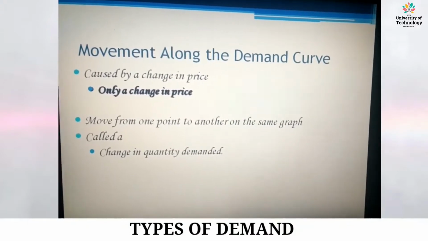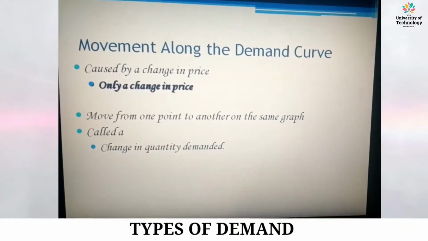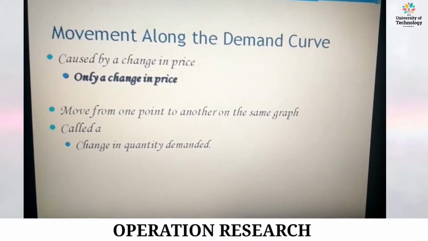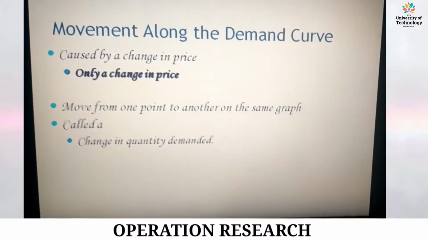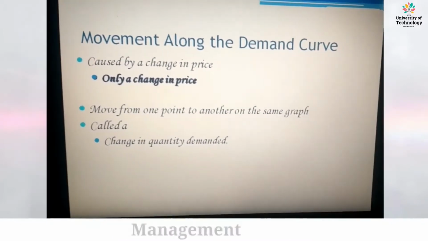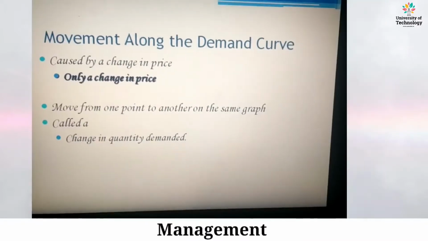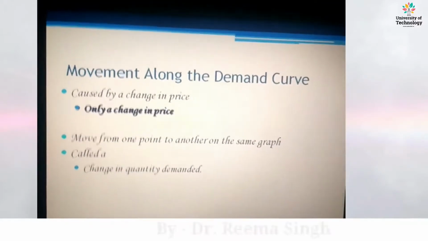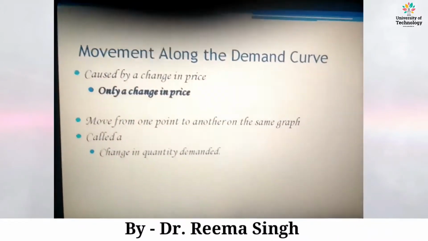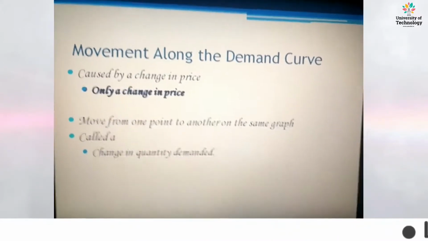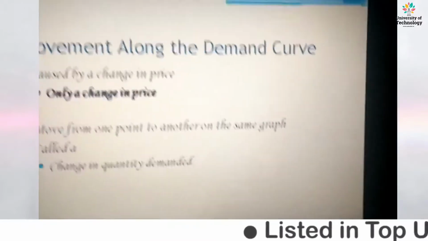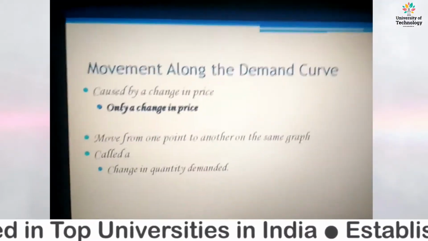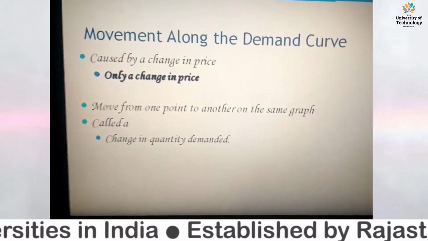Hello friends, I am going to explain the next part of the demand curve, that is movement along the demand curve. There are various factors which influence the quantity demanded of goods; these are the determinants of the quantity demanded. The first important one is changes in price. A change in price is one of the important determinants on which quantity demanded depends. It means if the price of the goods decreases, the quantity demanded will increase.